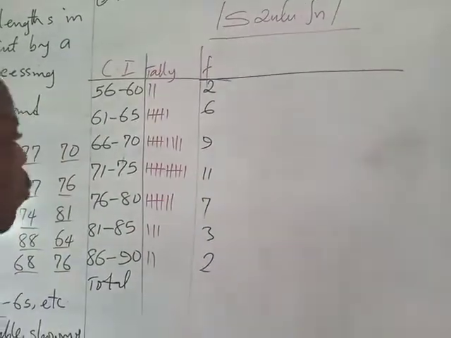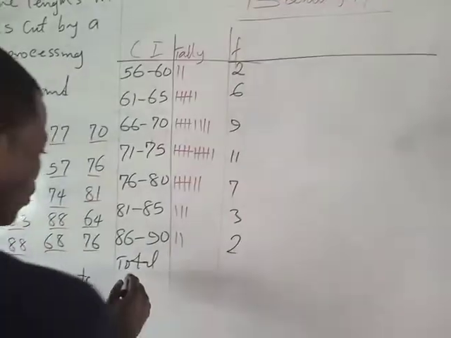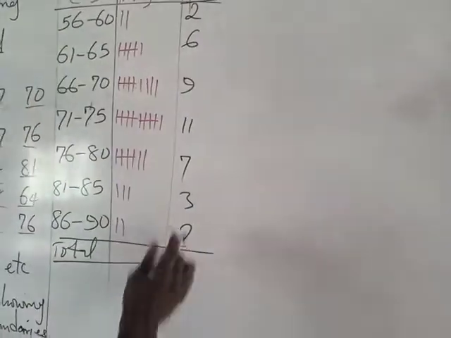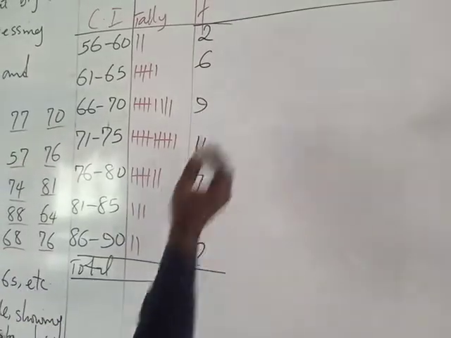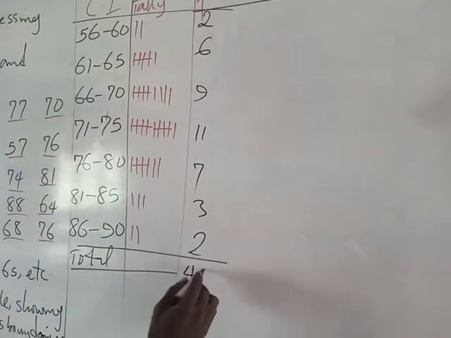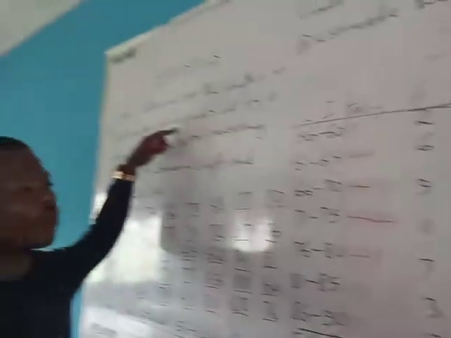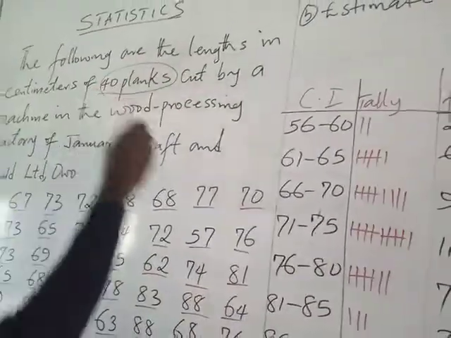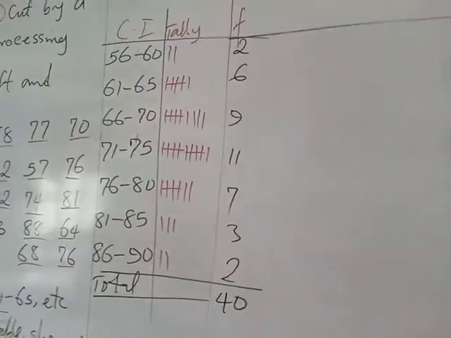So this is our frequency, and if you find the total, so let's look at the total. The total, of course, is going to be 40. We're told that it's 40 planks, so we're working on 40 planks, so the total must be equal to 40. That is if we are correct.